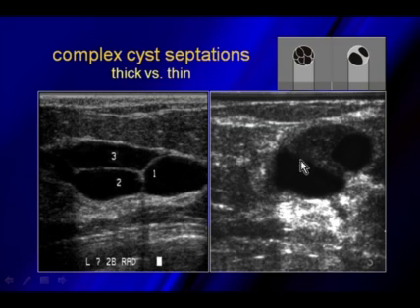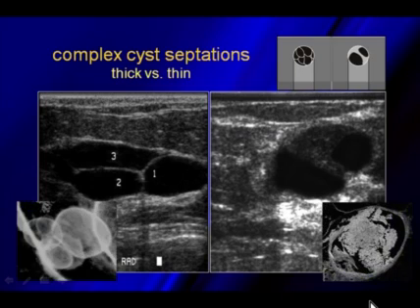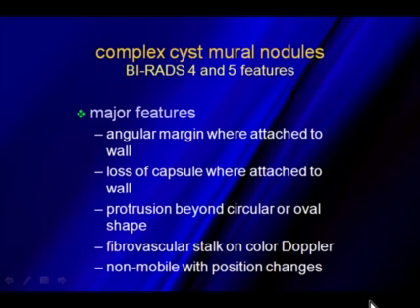But when you have a thick isoechoic septation in between cysts, it still could be fibrocystic change, but this is something that we typically would classify at least as a BI-RADS 4A, and these we would recommend for a biopsy.